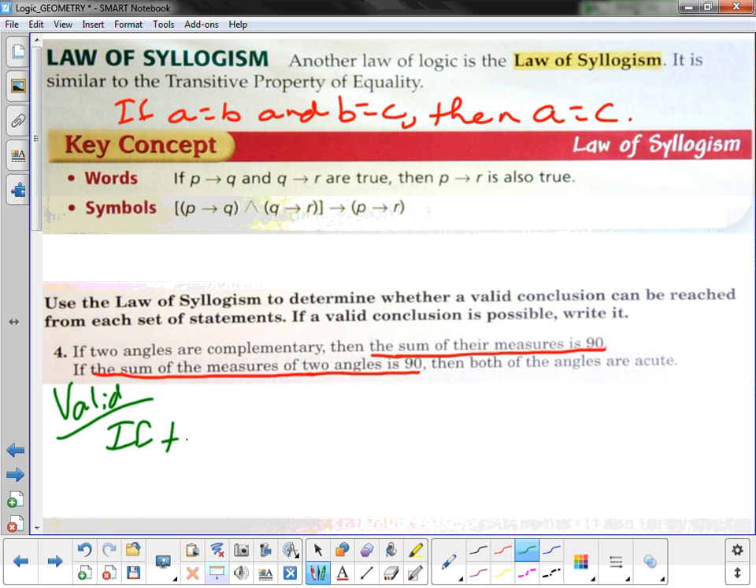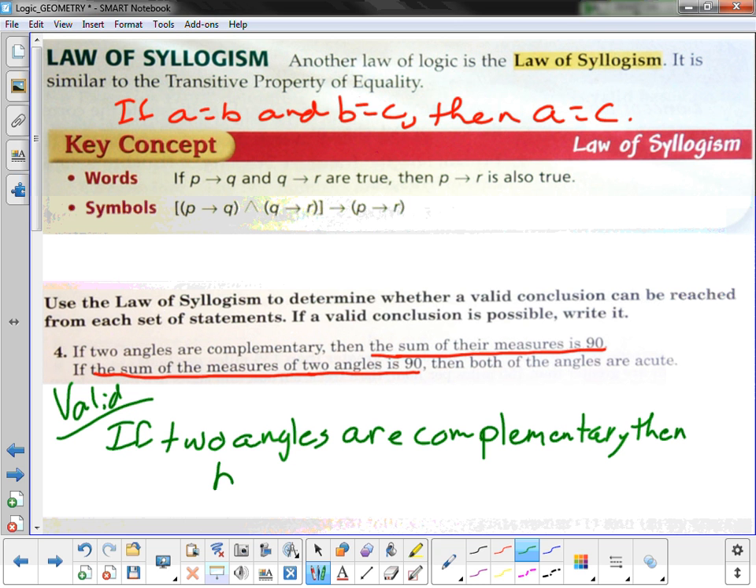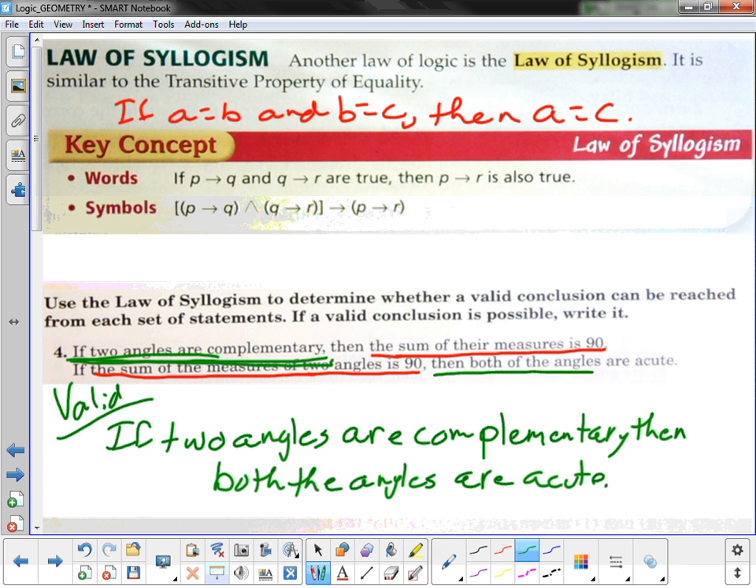that if two angles are complementary, then both of the angles are acute. So if we have a situation like this, then I can use the if from the first statement and the then from the second statement and skip the other part altogether. That's the way this law of syllogism works.